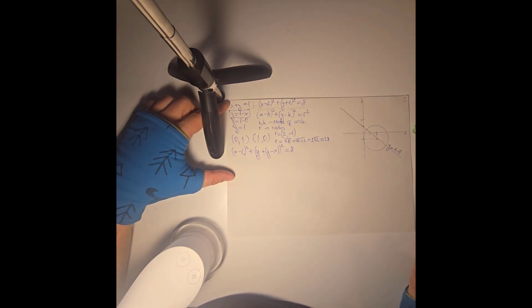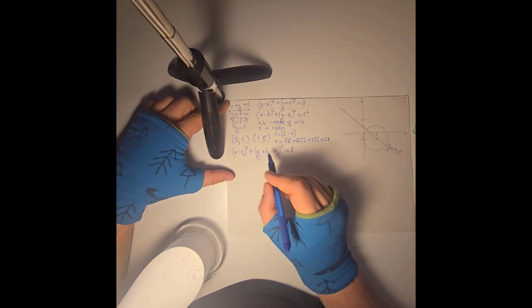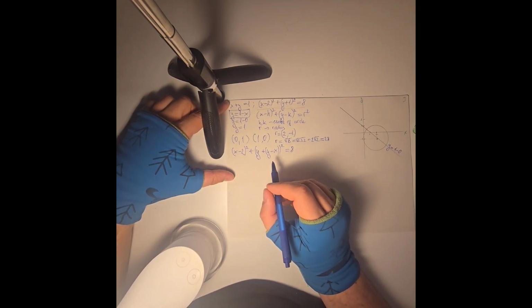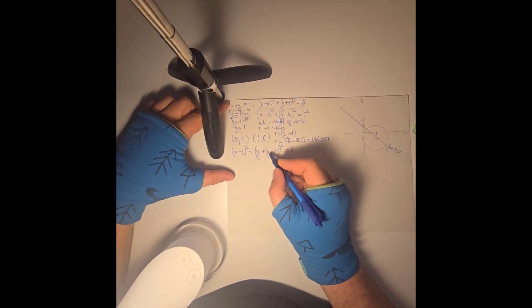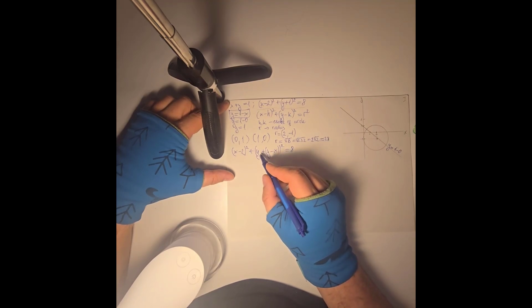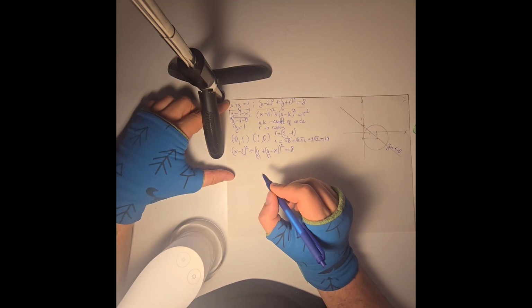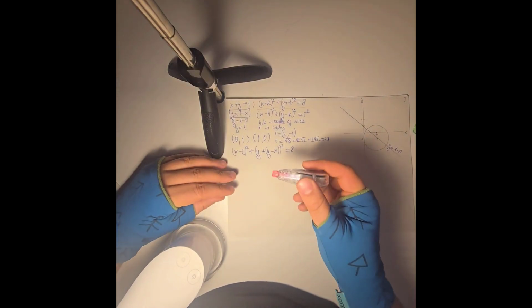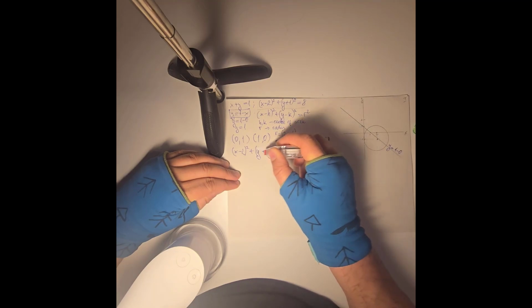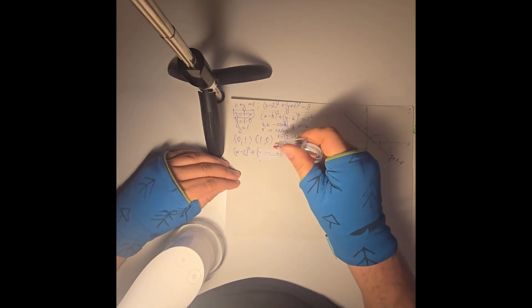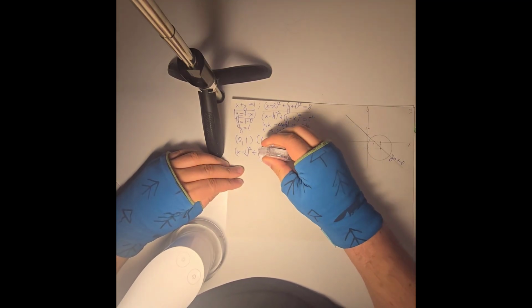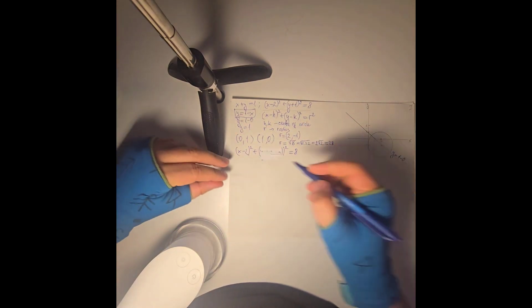So far so good. What do we do next? Wait, this one shouldn't be written like that. It should be 1 minus x, and this one should be removed. Let's try again and solve it once more, but this time more carefully.